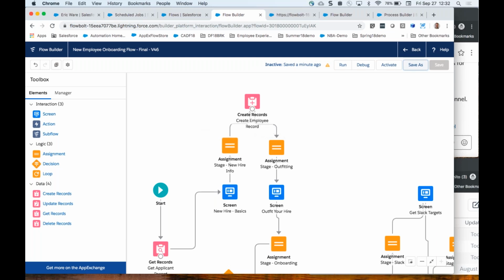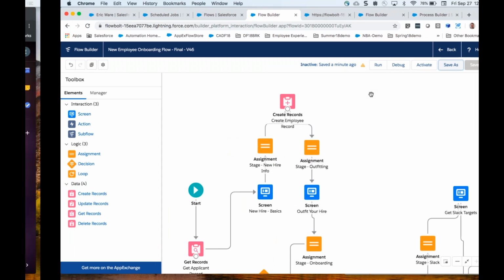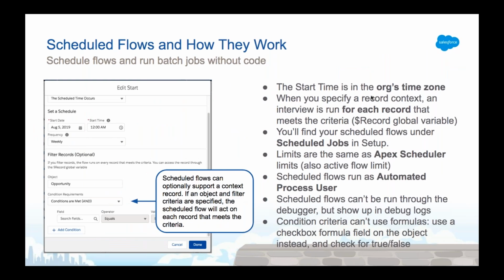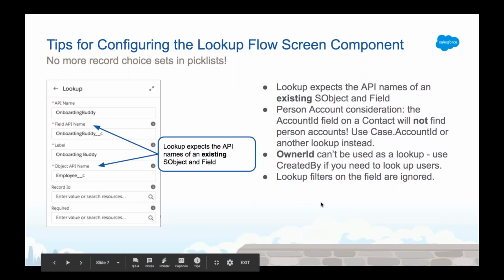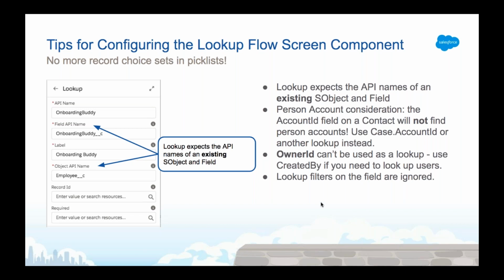So the cool thing about this is that you'd actually see a lookup. And then when you type, it'll actually pull up the records associated and you can click on them. Which is super cool. So when you're configuring the lookup component, things to remember. Oh, there's no underscore. Lookup expects the API names of an existing S-object and field.